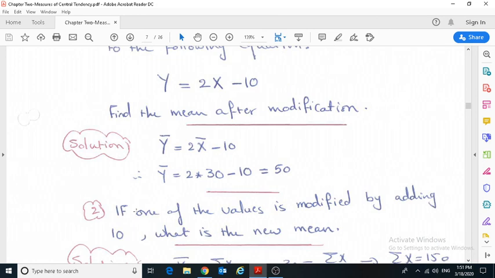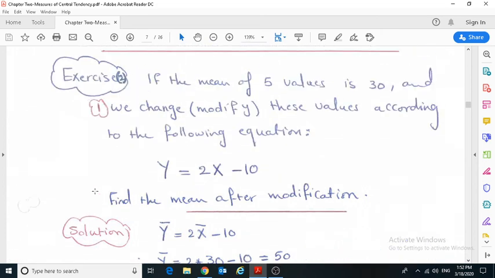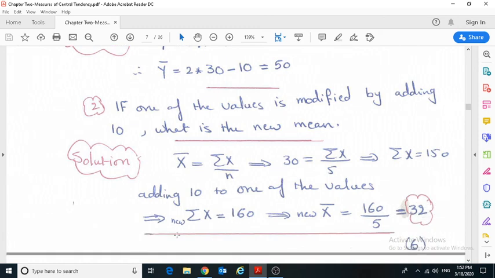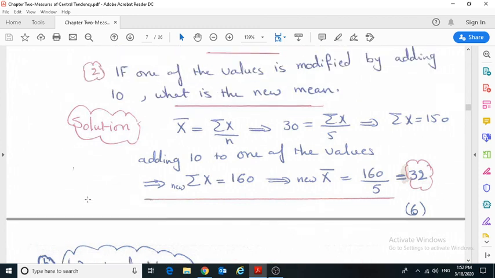In the second section of this example, if 10 is added to one of the values, what is the new mean? We have to calculate the total sum of the 5 values first. According to this rule, x bar is equal to sigma x over n. This leads to 30 equal to sigma x over 5, so the total sum of the 5 values is equal to 150. Adding 10 to one of the values, the new sum will be 160. So the new x bar will be 160 over 5, which is 32. This is the first type of arithmetic mean, for ungrouped data.